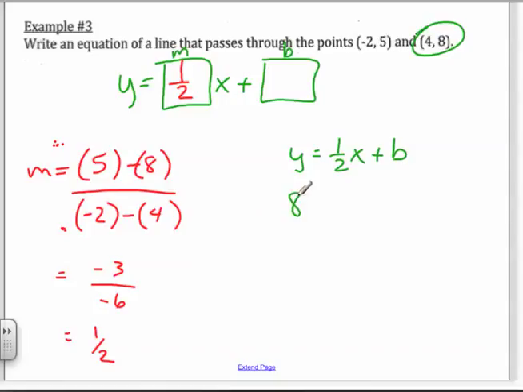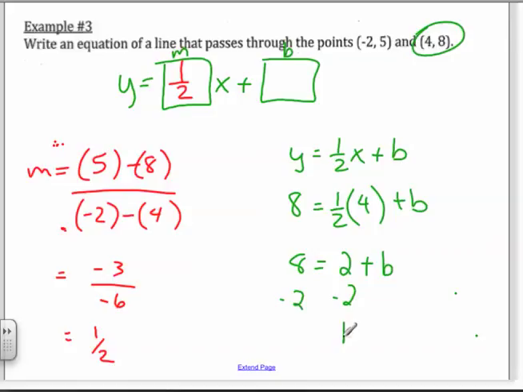So I'm going to put 8 in place of the y, because that's the y coordinate, is equal to 1/2 times x, which is 4, because that's the x coordinate, plus b. Now I only have one variable left, and I can figure out what it is. All right? Edward, tell me what I need to do to figure out what b is. You do 1/2 times 4 equals 2. So 8 is equal to 1/2 times 4, which is 2 plus b. What do I do next, Arjun? Subtract 2. Subtract 2 from both sides, and now I've got b is equal to 6.